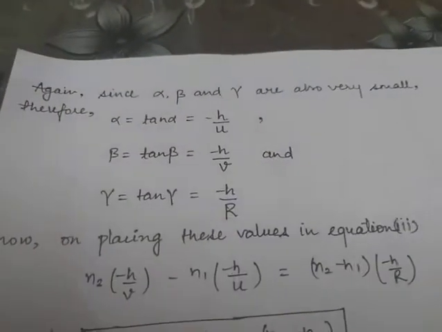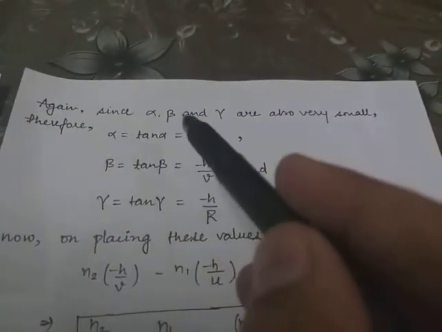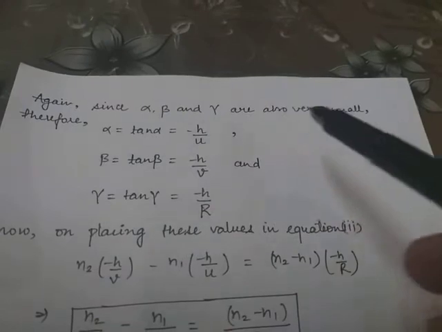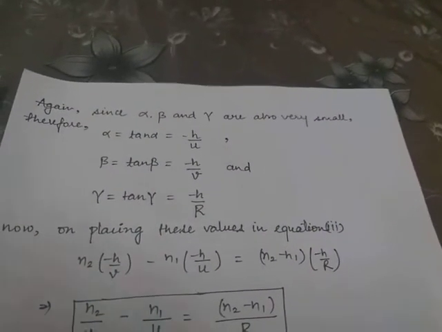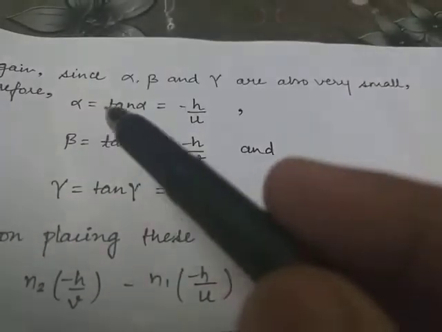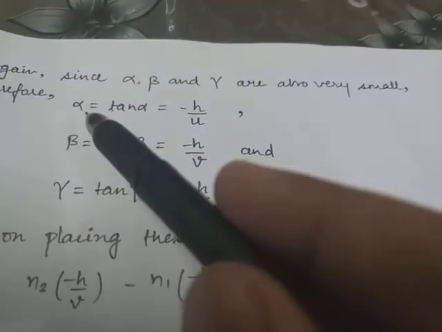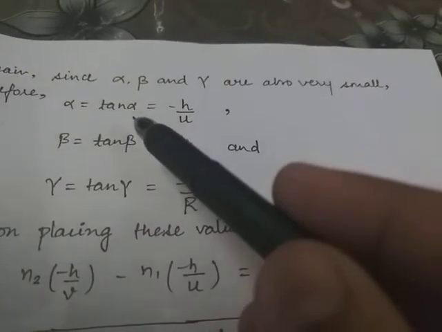Let's move to the next page. On this page, I said again, angles alpha, beta and gamma are also very small. Similarly, like i and r, alpha, beta and gamma are also very small. So there is another calculus property: if alpha is very small, then alpha is almost equal to tan alpha.